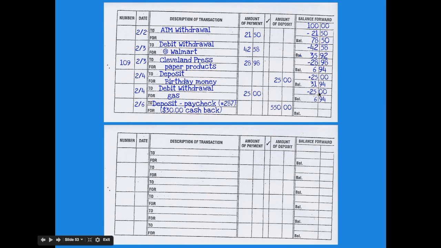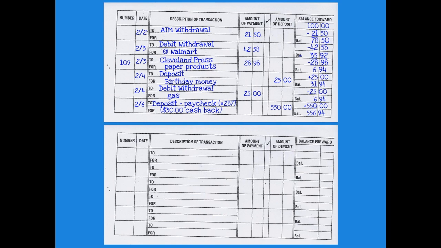So again, it's a deposit. So under the amount of deposit column, we're going to write $550. Again, our paycheck is $580, but we're only depositing $550. So that's the only amount that we care about as far as the check register goes. Carry the same amount over to the balance forward. So we're going to add $550. So $6.94 plus $550 is $556.94.